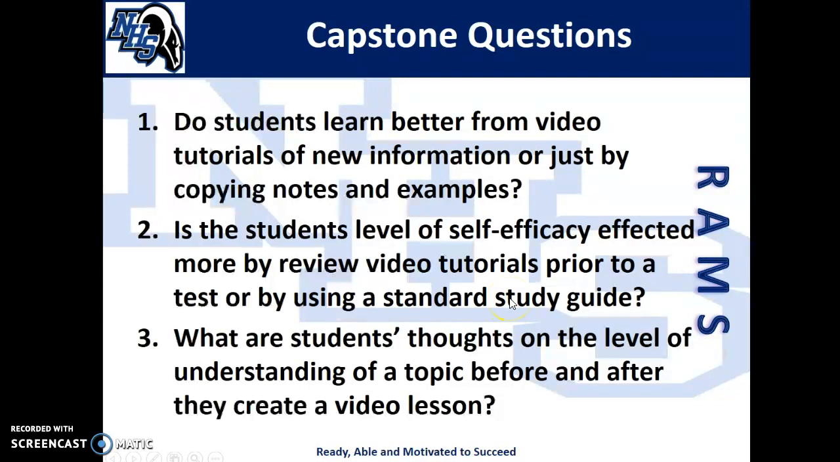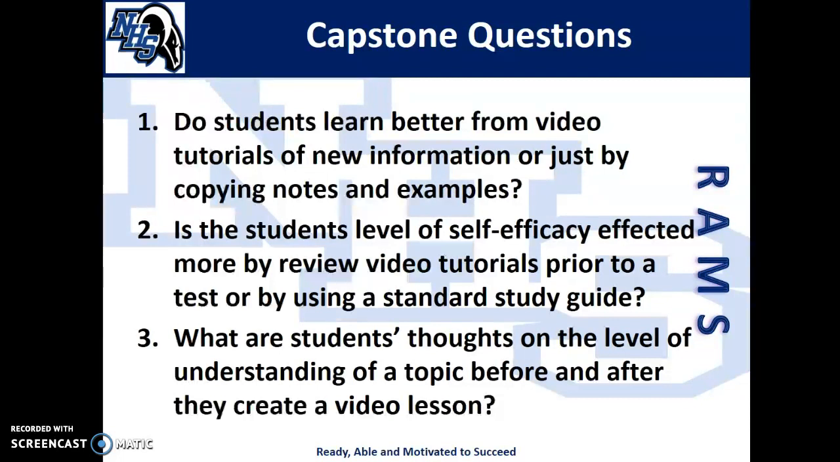This led me to three capstone questions. Number one, do students learn better from video tutorials of new information or just by copying notes and examples? This was directly related to all our kids who miss class and need help making up and getting notes. The second question asks us, is the student level of self-efficacy affected more by review video tutorials prior to a test or by using the standard study guide? Did our students who watched videos before they took a test or before they did an assessment feel their chances were better if they watched the video?